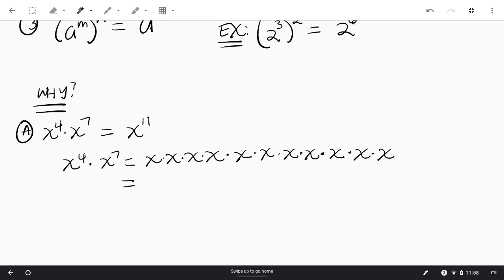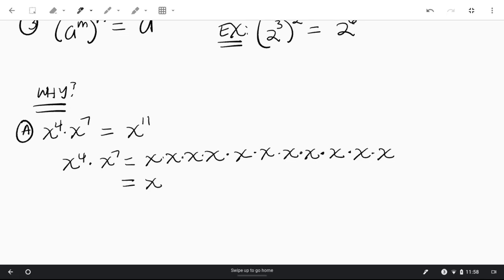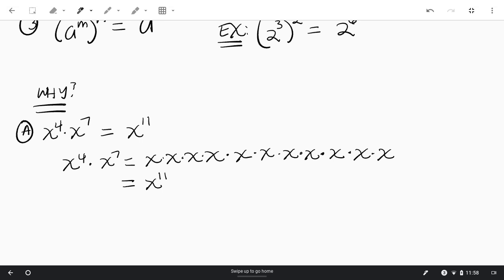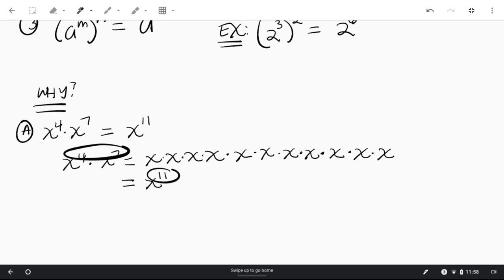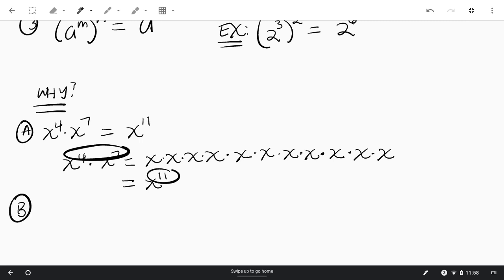Here we just have this long string of repeated multiplication. We have a total of 11 of them. Again, repeated multiplication can be rewritten with exponents. So this repeated multiplication of x can be rewritten as x to the 11th. And so we see here 7 plus 4 equals 11.